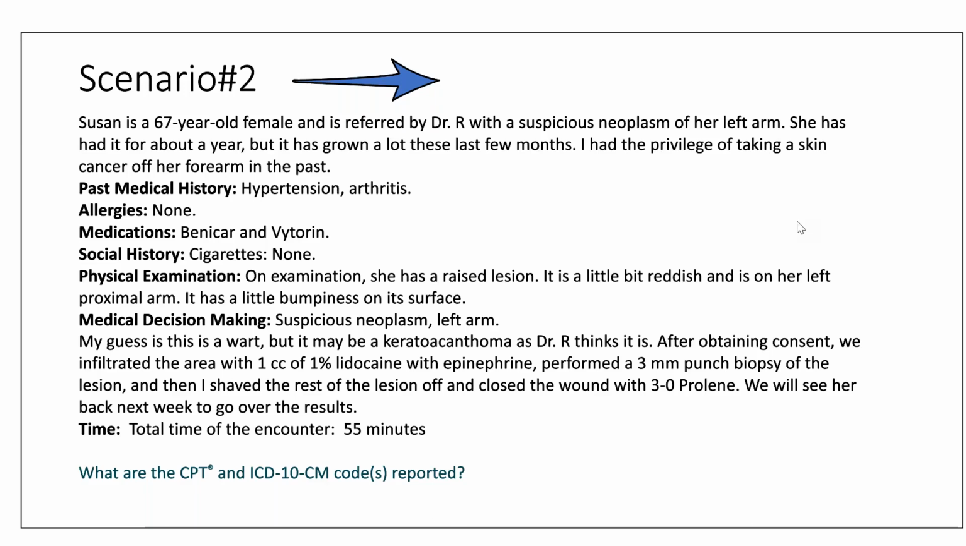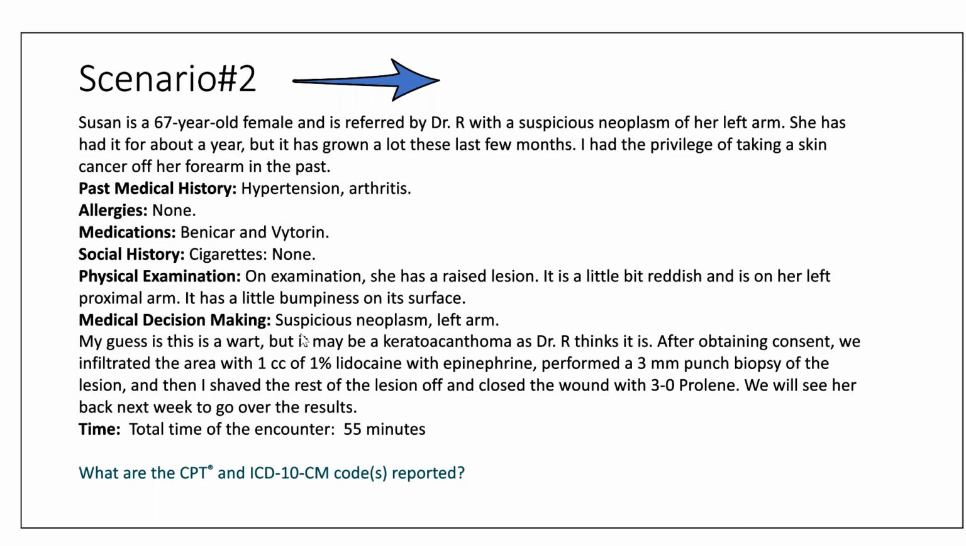Thank you, Mrs. J. Thank you, coders. And here is your next scenario. Susan is a 67-year-old female referred by Dr. R with a suspicious neoplasm in her left arm. She's had it for about a year, but it's grown a lot in the last few months. He had the privilege of taking a skin cancer off her forearm in the past. There's a past medical history of hypertension and arthritis, no allergies. She's on Benicar and Vytorin. She does not smoke. Her physical exam shows a raised lesion, a little bit red on her left proximal arm. It's a little bit bumpy on the surface.